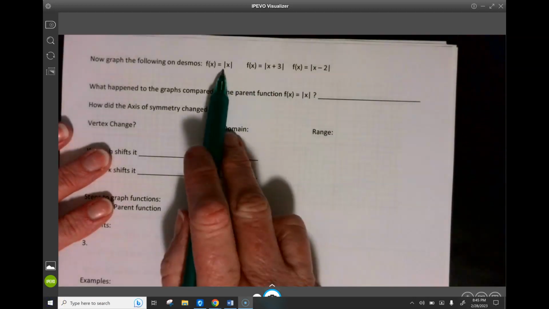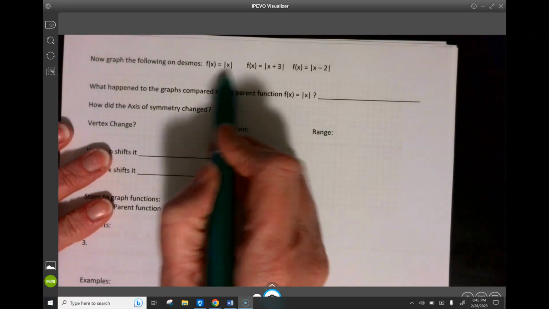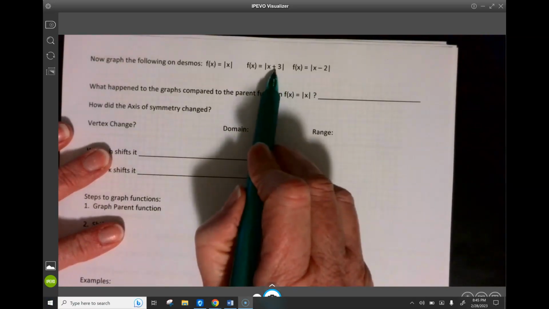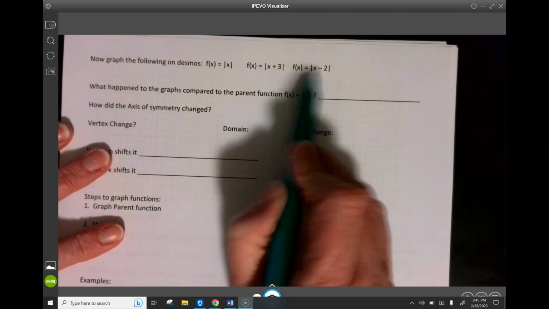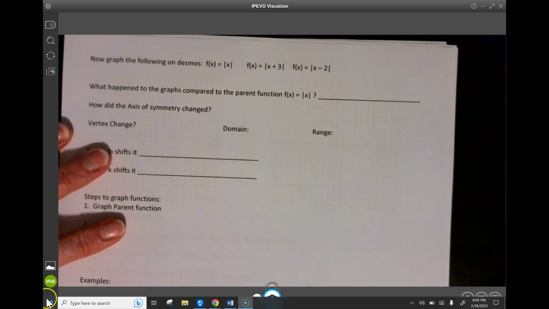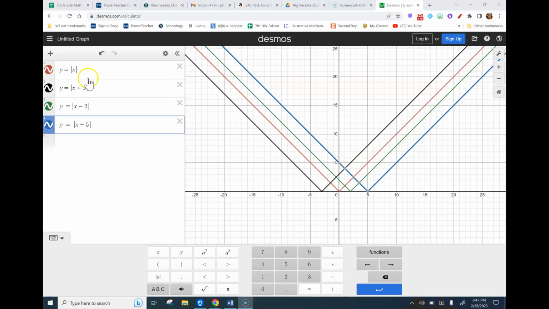Okay, now I want you to go back out to Desmos. I want you to keep the parent function, but I want you to change this. And again, look, all I'm doing is I'm putting a plus or a minus there, and I'm changing this number. So go out and play with that and see what happens. Go to Desmos and do those. Go. So hopefully you've graphed this.